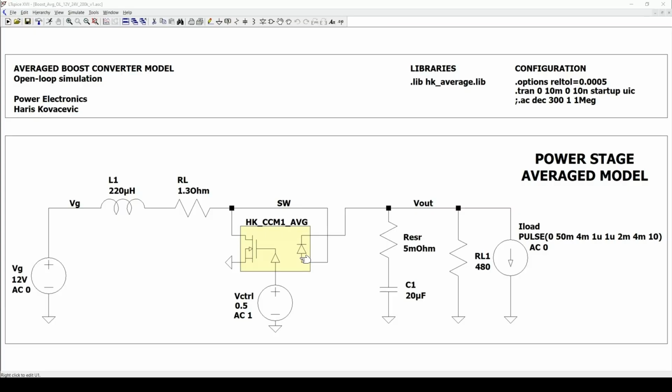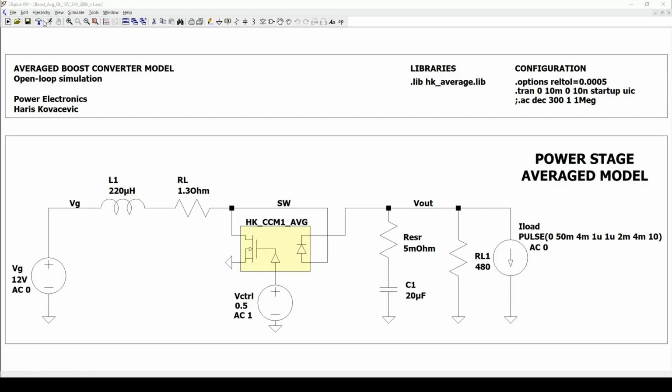In this example, the converter steps 12-volt input up to 24-volt on the output. On the input, we have an inductor and its series resistance, and on the output, a capacitor with its own ESR. The load consists of a static 480 ohm resistor, and every 2 milliseconds, starting from the 4th millisecond, we apply a load step of plus minus 50 milliamps. We can run both transient and AC simulations with this setup.